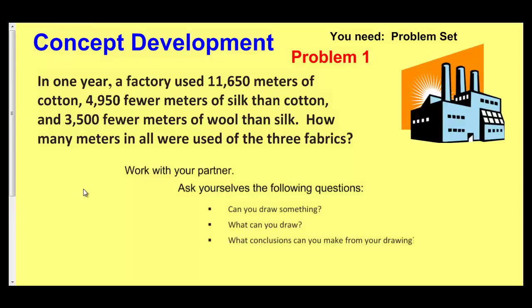In 1 year, a factory used 11,650 meters of cotton, 4,950 fewer meters of silk than cotton, and 3,500 fewer meters of wool than silk. How many meters in all were used of the three fabrics?